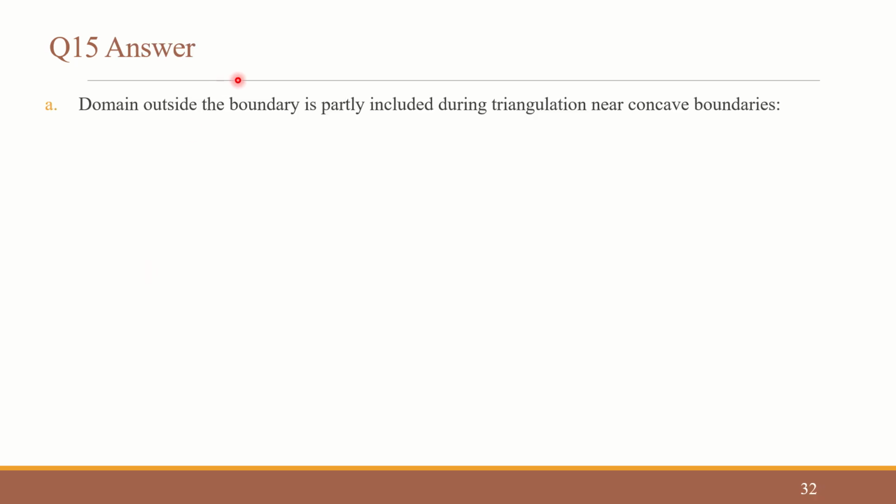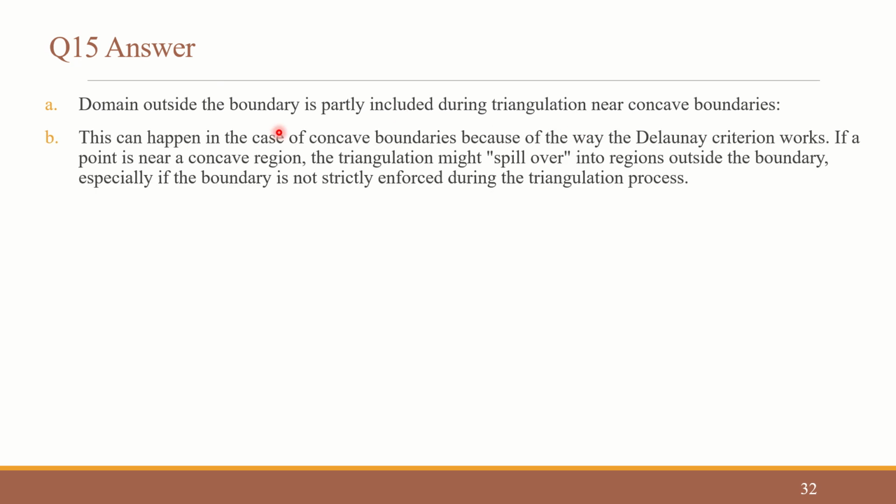So why is the domain outside the boundary partly included during triangulation near concave boundaries? This can happen in case of concave boundaries because of the way the triangular Delaunay criteria works. So when Bowyer-Watson method is used, it can include domain near the concave boundaries. Because of the way it works, if a point is near the concave region, it can include, right? In convex it cannot mostly. Near a concave region, the triangulation might spill over into regions outside the domain.